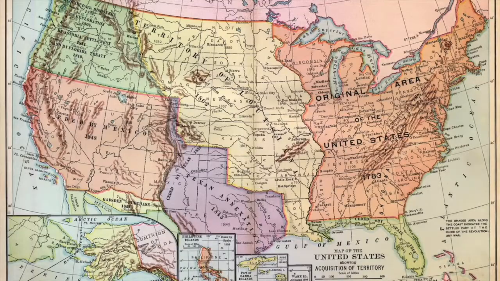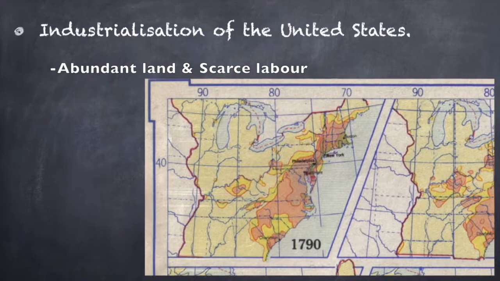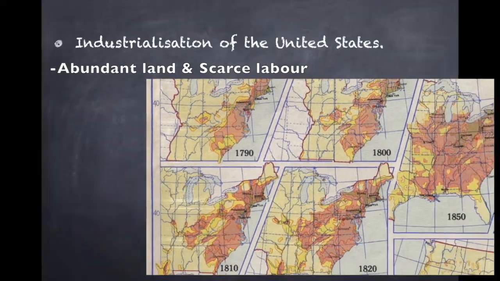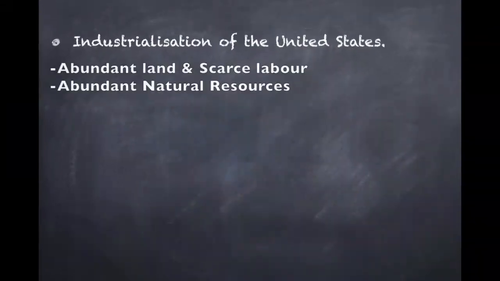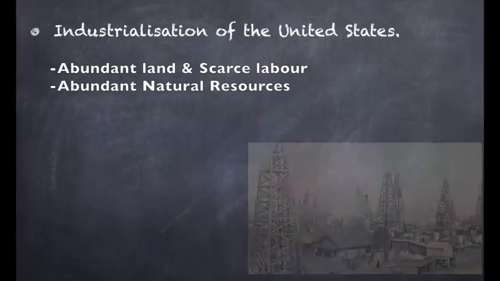United States. The United States was a very new state, but it became a great industrial power thanks to several factors. First, abundant land and scarce labor that led into a fast mechanization in agriculture. Abundant natural resources: iron, coal, and petroleum.